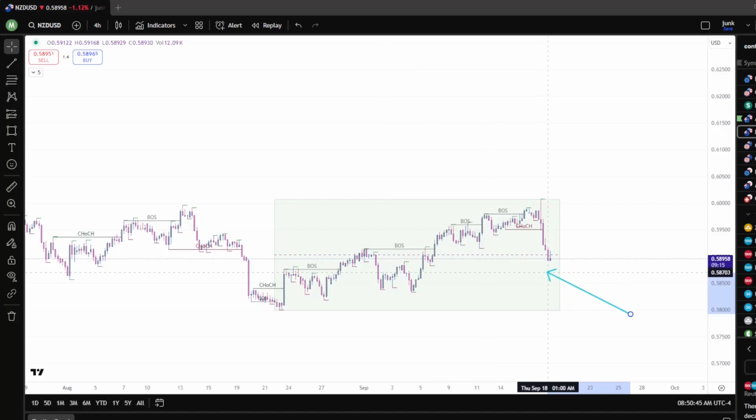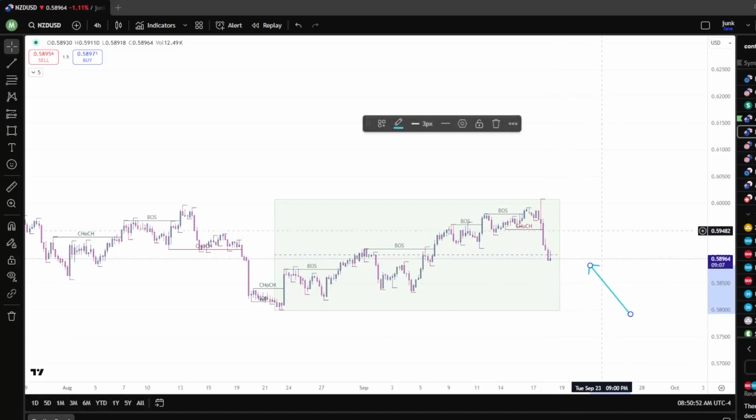It is retracing back down to discount, back down to areas of demand, which could possibly push prices back higher, or it could just continue to target the lows of the overall range.